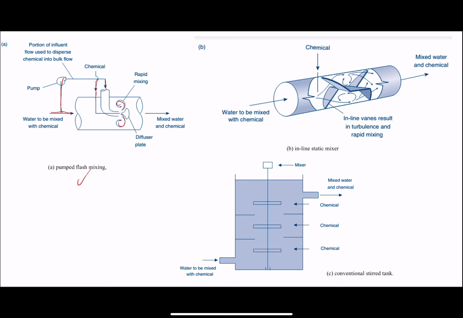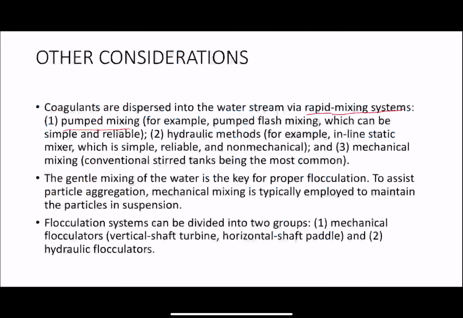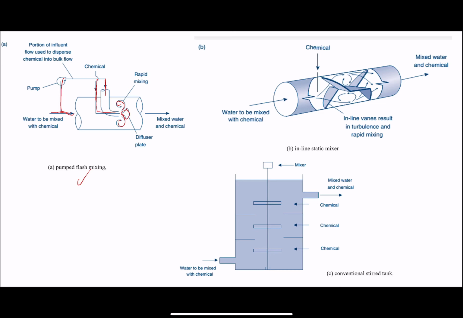So this is the rapid mixing, and here there is a diffuser plate. The water is coming from here, that's right. And then you bump the water so it will mix with the chemical. And we call this bumped flash mixing. This is the bumped flash mixing that we showed in the previous slide, or a hydraulic method, for example, an inline static mixer. In the inline static mixer, you can see that the water is mixed with the chemical.